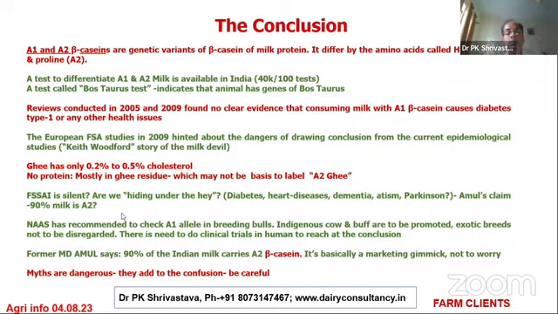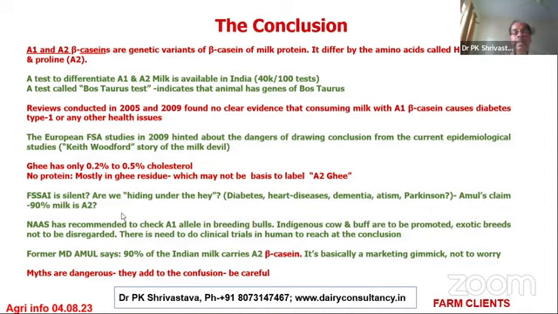Hiding under the hay, what they are saying is that we are not talking anything about diabetes, heart disease. It has said there is no need to label A1 or A2 because we don't recognize. We have not given a standard for A1 and A2 since there is no research. So we have not done. FSSAI statement also I'll show you.